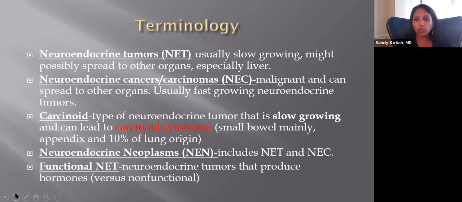Carcinoid is a type of neuroendocrine tumor that is slow growing, that can potentially lead to carcinoid syndrome, although most of them are not usually producing a lot of hormones. We're trying not to use the term carcinoid anymore because there's a tendency to confuse all neuroendocrine tumors with carcinoid, which is not the case. Neuroendocrine neoplasms means any kind of neuroendocrine process, whether it's a neuroendocrine tumor or a neuroendocrine carcinoma. And the term functional neuroendocrine tumor means that your tumor can produce a lot of different hormones, which again is the minority of patients.